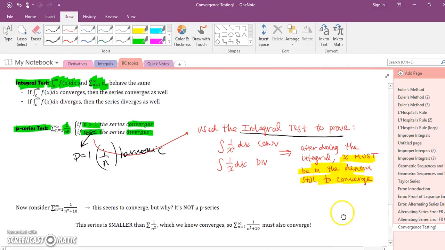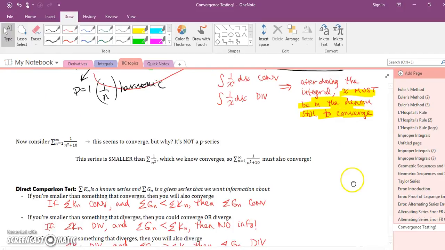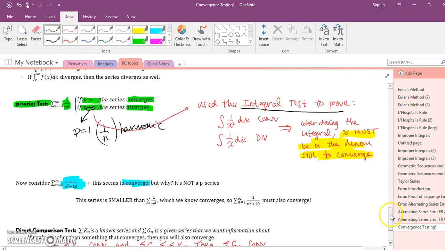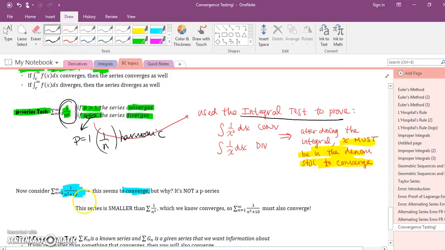All right, last thing here, then we're done. So I have a sum of 1 over n squared plus 10. When you first look at this, this seems like it should converge. It's definitely not a p-series, though, because a p-series must be in this exact form. And this has a little bit more going on. Well, if I compare this, this looks pretty similar to 1 over n squared. I know about 1 over n squared. It's a p-series, and it converges.